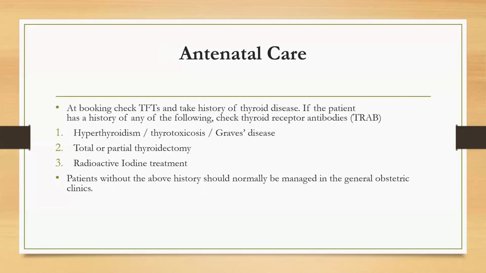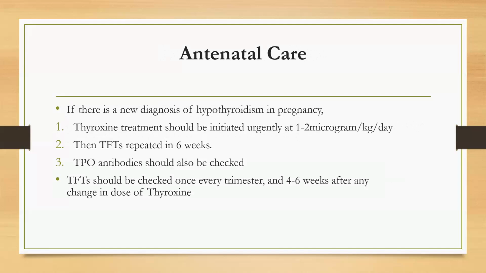Patients without the above history should normally be managed in the general obstetric clinic. If there is a new diagnosis of hypothyroidism in pregnancy, so the patient was not previously diagnosed and there was no adequate thyroxine control before the pregnancy, now she has become pregnant. The first time you know this, she is having hypothyroidism. It means that she is not having adequate stores of thyroxine in her blood.